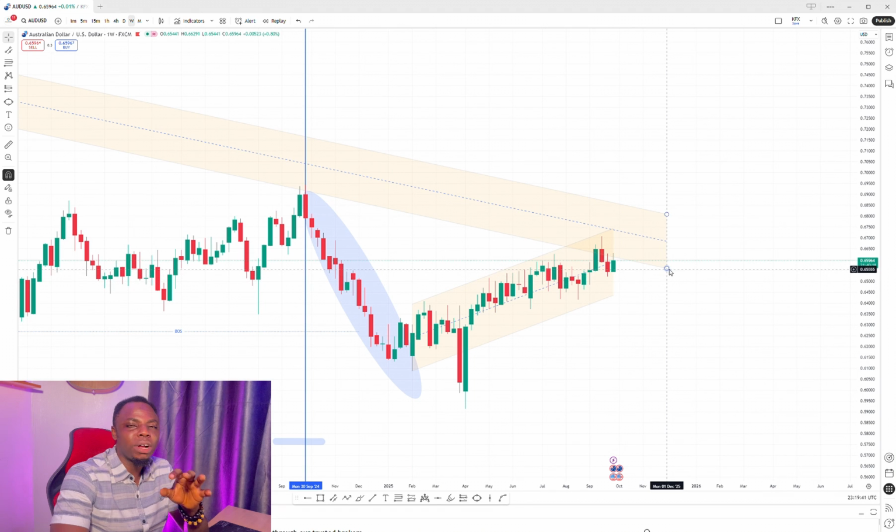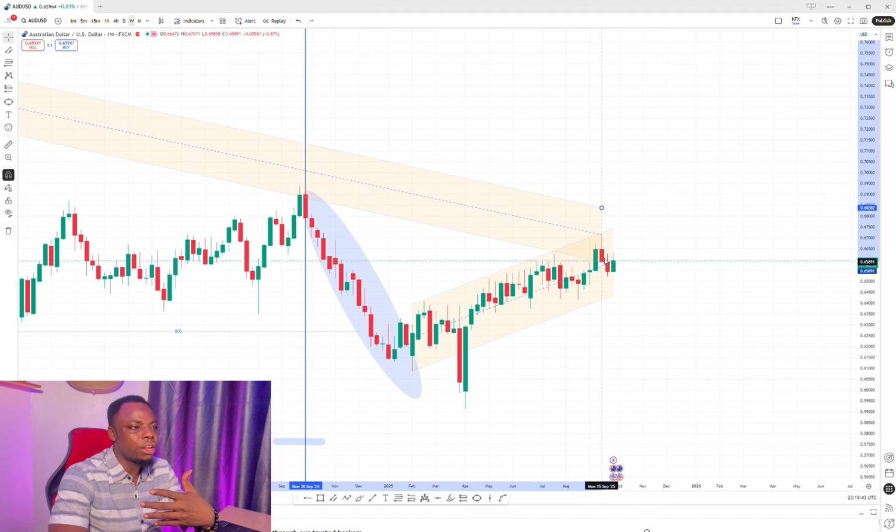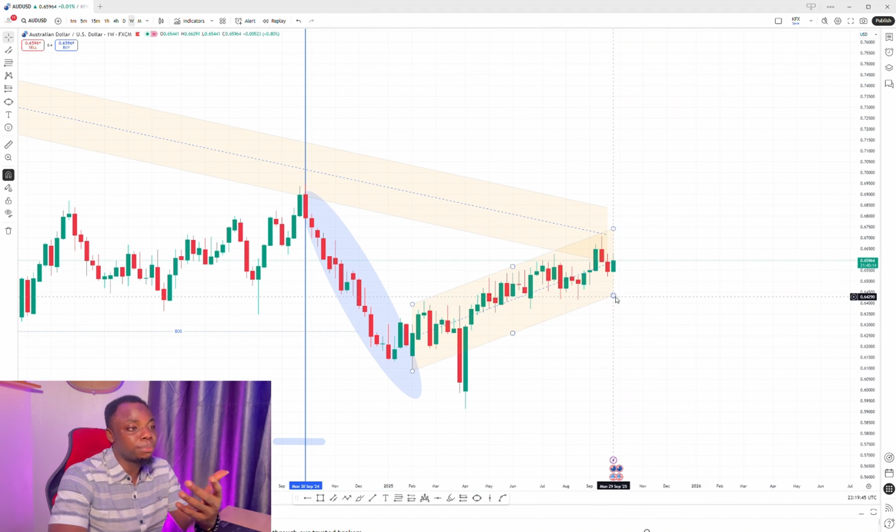Now we need to go to a lower time frame because as a retail trader, we can't be trading on this particular time frame. We don't even have that kind of money to be waiting for years before we make a decision.